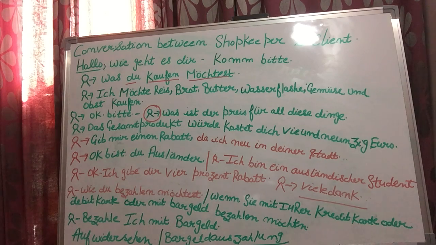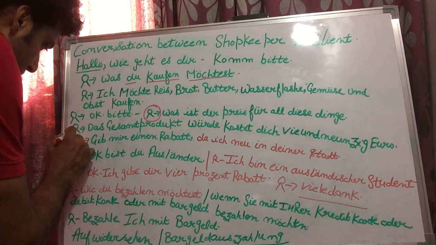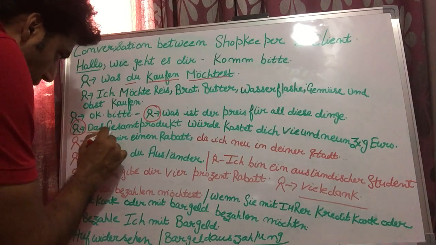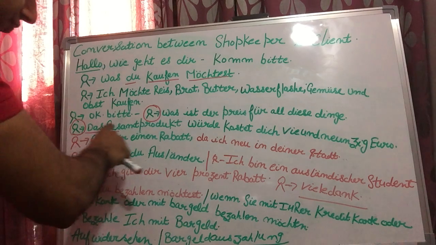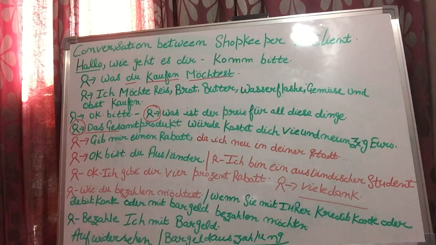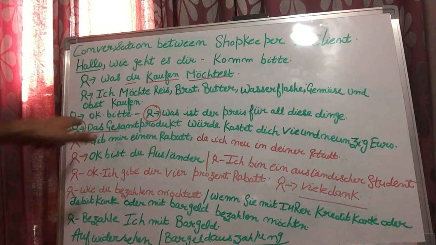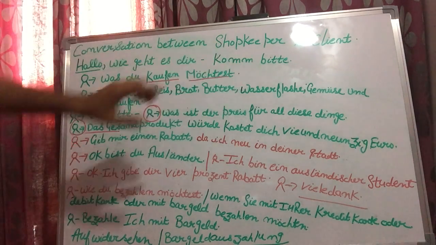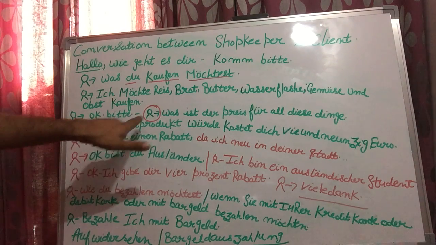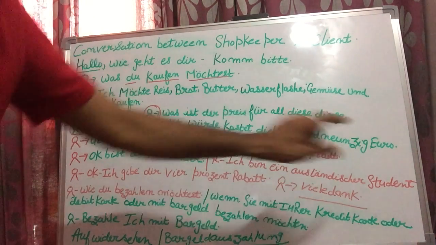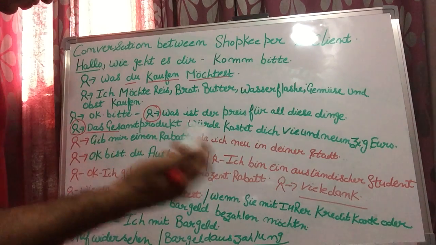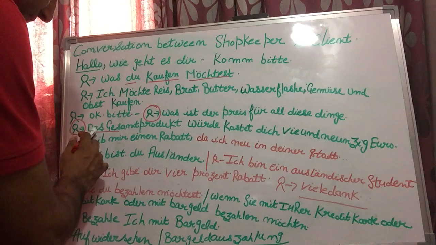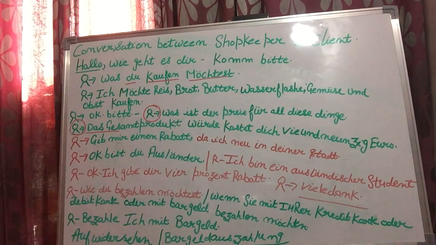Then the shopkeeper will reply. What do you reply? Das, the total product. It means the total product would cost you 94 euro. Because now he's asking the price. Okay, so the shopkeeper will say, the total product would cost you 94 euro. Pen down the meaning in English in your notepad if you're watching these videos. The total product would cost you 94 euro.